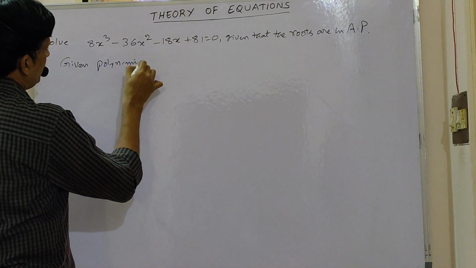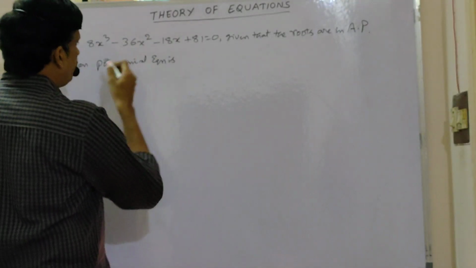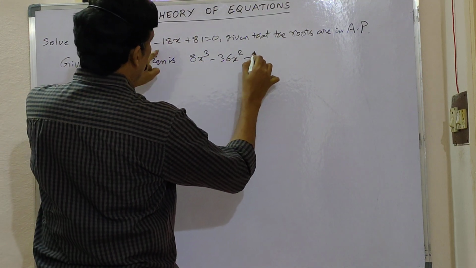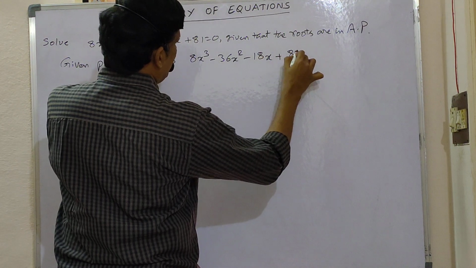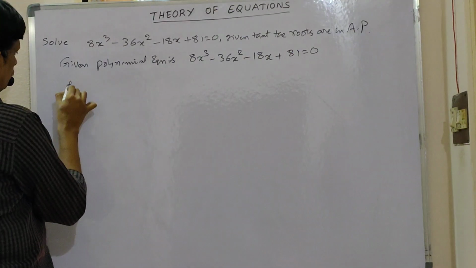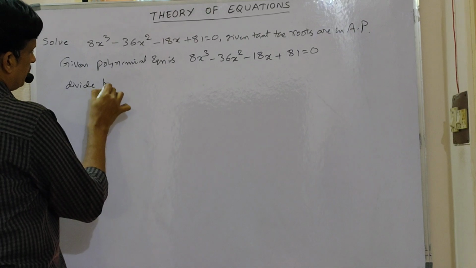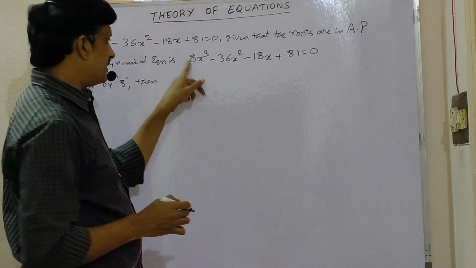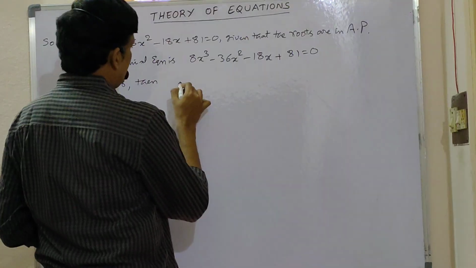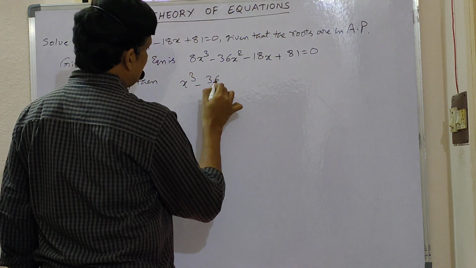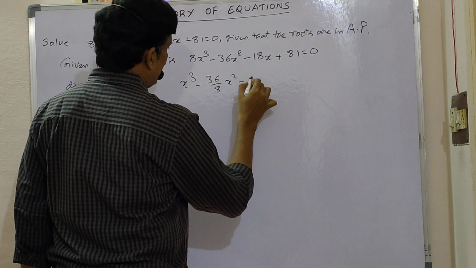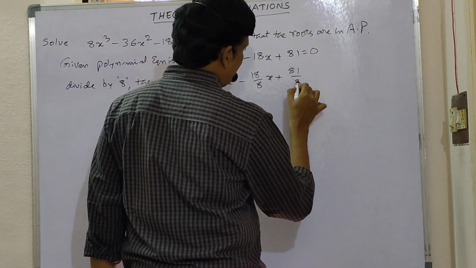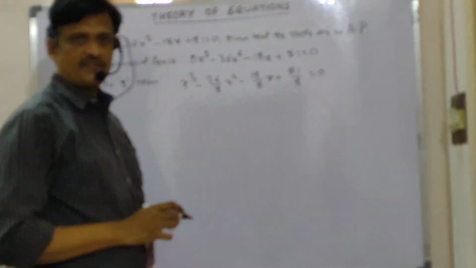So here the given polynomial equation is 8x cube minus 36x square minus 18x plus 81 equal to 0. Now divide the whole equation by 8. The coefficient of x cube should be 1. That is why divide the whole equation by 8. Then you will get x cube minus 36 by 8 x square minus 18 by 8 x plus 81 by 8 is equal to 0. You will get the equation like this.